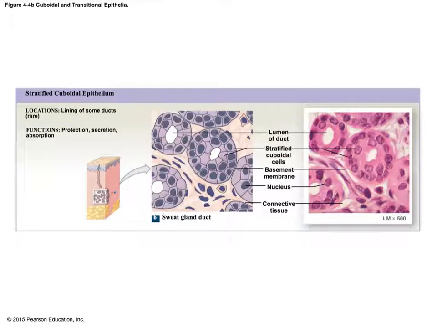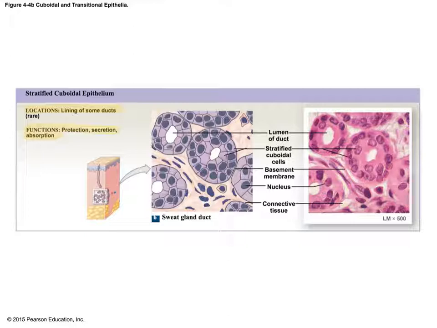So you'll see stratified cuboidal lining some ducts. The stratified cuboidal itself is rare. There's not much in your body. But the functions, if you don't have them, are protection, secretion, and absorption. If we look at the picture, it looks like there's a lot of sweat glands. It's actually a sweat gland is like a tube that's balled up, so it's a really, really thin tube.